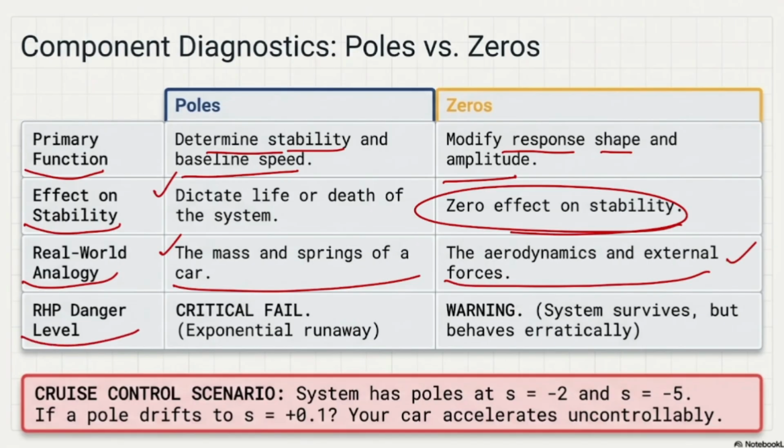When we are talking about the RHP danger, it means that your poles are on the right side of the S-plane, which is a critical failure. When we are talking about the zeros, the warning is that the system is going to survive but behaves irrationally.